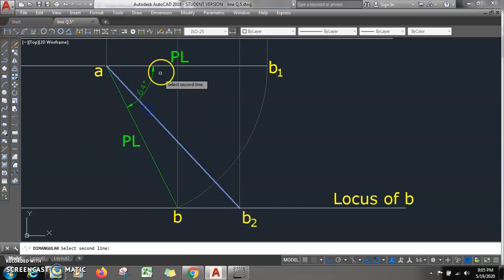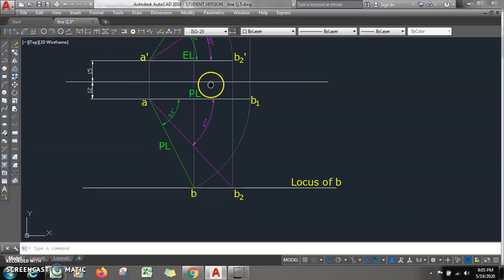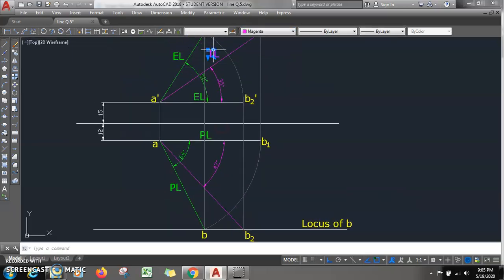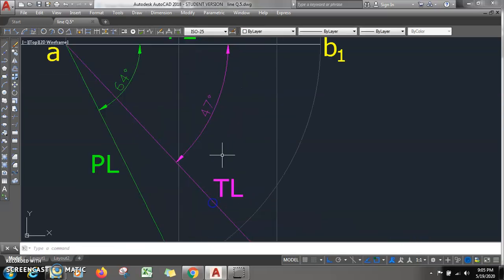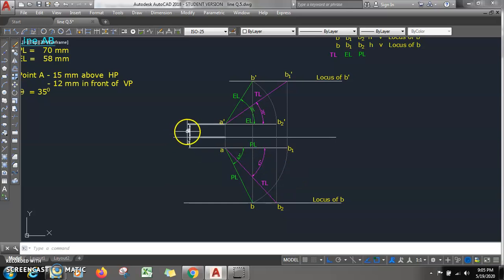So my phi angle is found to be 47 degrees. I will show it by a different color. This length is the true length. In this way, you see, my projection is complete.